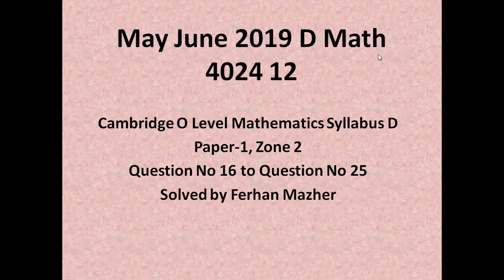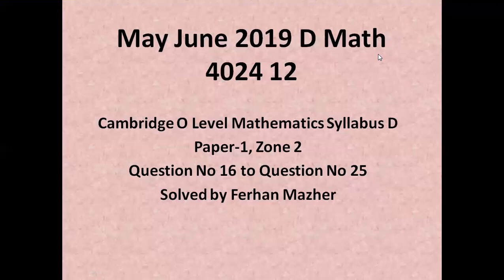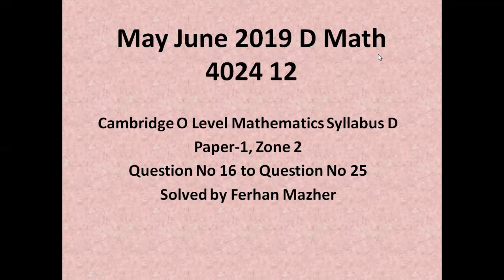Right now, I am with the 11th Cambridge class, and the subject we are studying is DMaths 4024. This is Cambridge O Levels Mathematics Syllabus D. The code of the subject is 4024. Today we have set our hearts to solve a paper 1. We have selected the May June 2019 paper 1-2. This paper 1 belongs to zone 2 or variant 2.